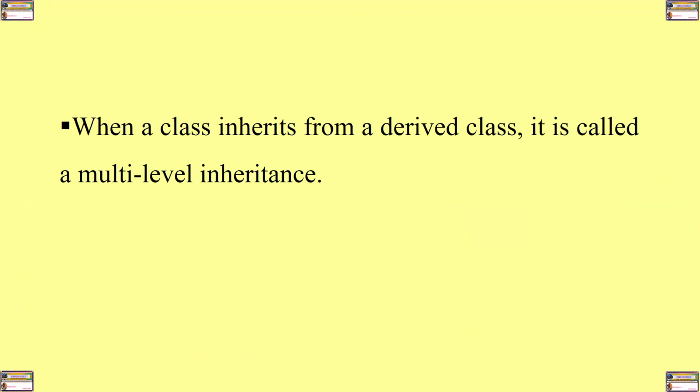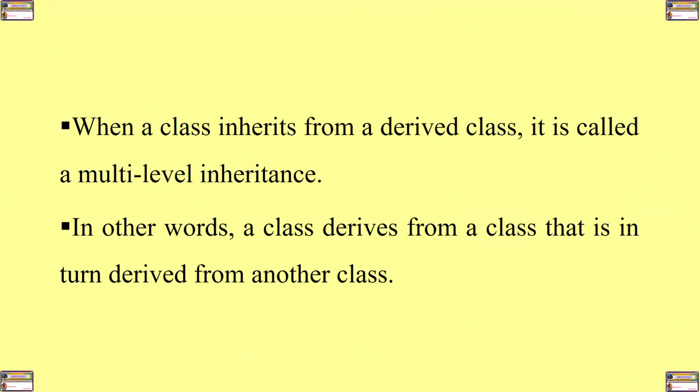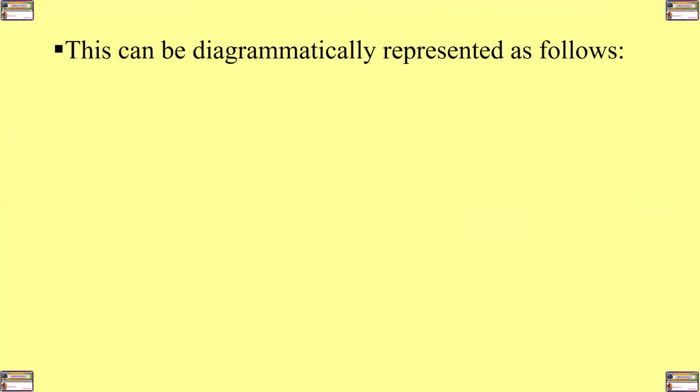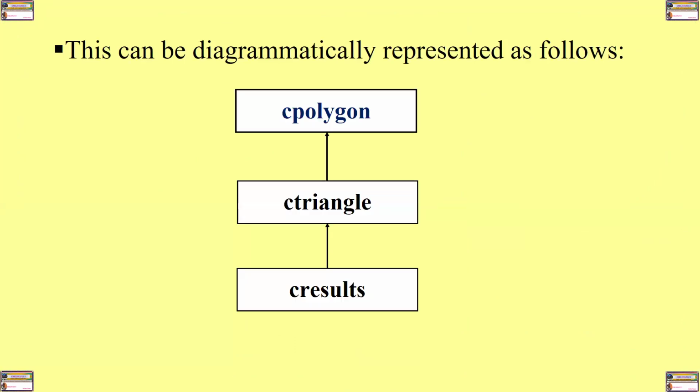When a class inherits from a derived class, it is called multilevel inheritance. In other words, a class derives from a class that is in turn derived from another class. This can be diagrammatically represented as follows. If you have a class called CPolygon, this class is normally what we call the base class. And then we can have another class called CTriangle that inherits the properties of CPolygon.